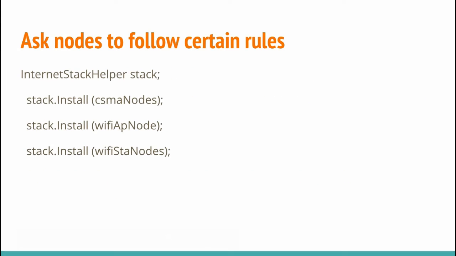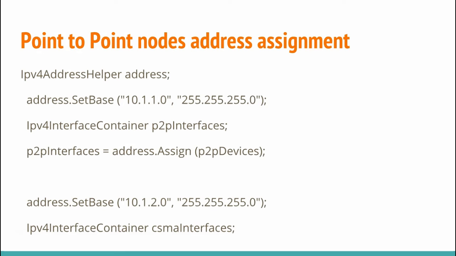After creating the nodes, defining them, creating the channel and setting the attributes of the channel, the next part is to ask nodes to follow certain rules while transmitting and receiving data. That can be done using a class called InternetStackHelper, which uses an object called stack. This stack object is used to install certain rules on the nodes such that proper transmission takes place.